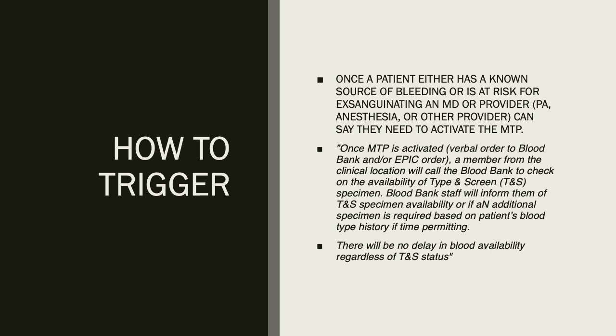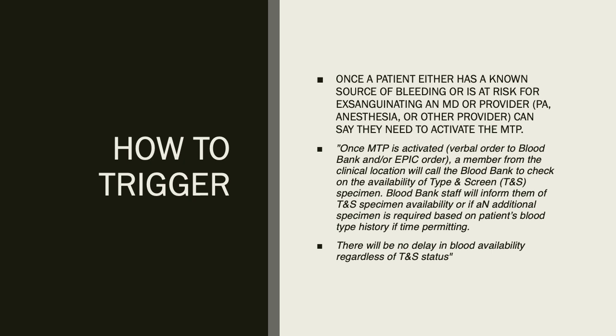The doctor, the MD provider, or the PA or anesthesia can say, okay, activate MTP. So what is then done is that MTP is activated by a member calling the blood bank saying, hey, we need MTP. At that point, we also discuss whether there is a type and screen available for this patient with all the information we discussed earlier. The blood bank then will tell us what they need next, and we then talk about whether the patient needs uncrossed now or they can wait for the cross matching.